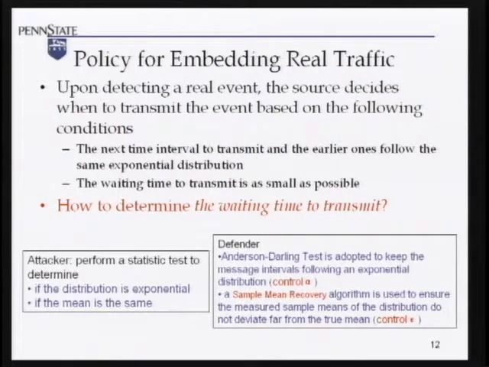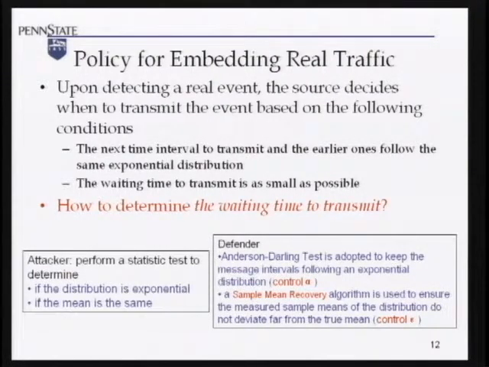So we assume here the attacker will perform a statistical test to determine if this distribution is still exponential, and also to see if this mean is the same or similar to the one it is supposed to be. Right? Here we assume the attacker knows we use exponential distribution. The attacker also knows the mean. The only thing unknown to the attacker is the seed of this random number generator.